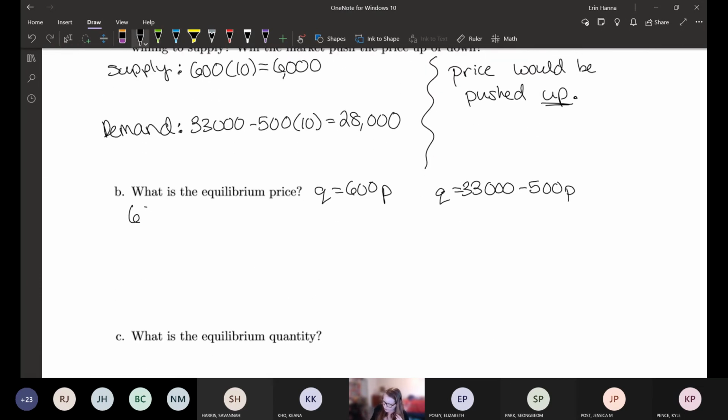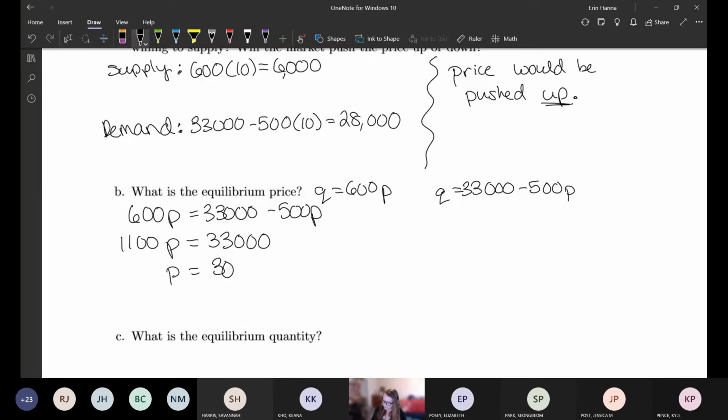So here we want to set these two equations equal to each other. I would add that 500 over to the other side. 1100. Divide both sides by 1100. We'll get P equals 30. Just to put the units on there, that'll be $30. So to actually make these two values equal, the price needs to be $30.